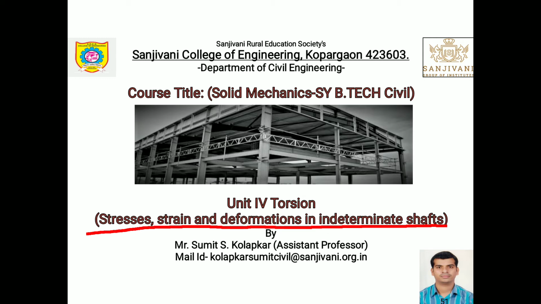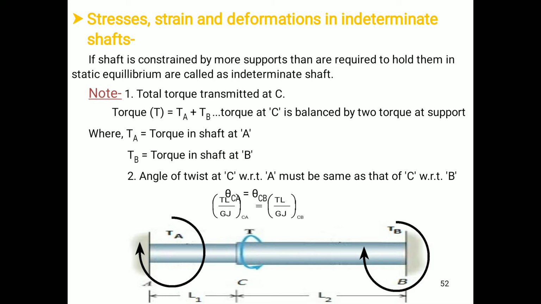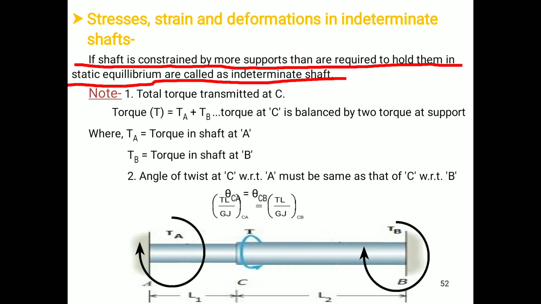First of all, we will discuss the concept of indeterminate shaft and what it means. A shaft which is constrained by more supports than are required to hold it in static equilibrium is called an indeterminate shaft. In case of an indeterminate shaft, the number of constraints is more than the number of equations of static equilibrium which are required to hold it in static equilibrium.